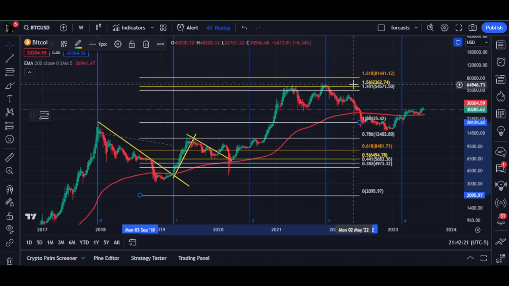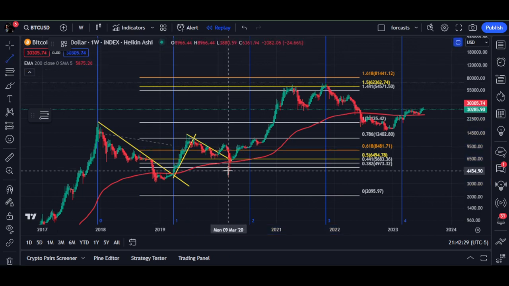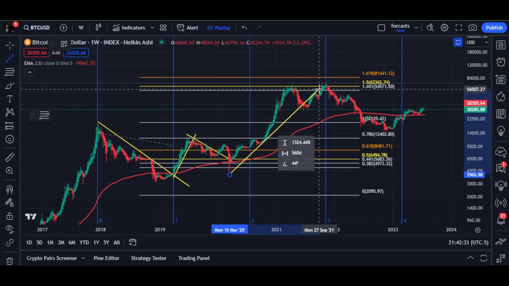With stunning accuracy. How did we know that this was the high, though? Well, there's two things that we can look at. We can look first at the trend.